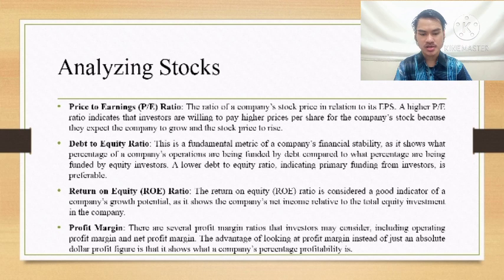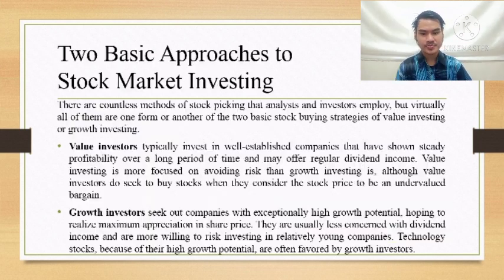Return on equity ratio. The return on equity ratio is considered a good indicator of a company's growth potential, as it shows the company's net income relative to the total equity investment in the company. Profit margin. There are several profit margin ratios that investors may consider, including operating profit margin and net profit margin. The advantage of looking at profit margin instead of just an absolute dollar profit figure is that it shows what a company's percentage profitability is.